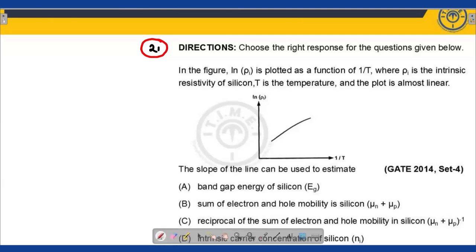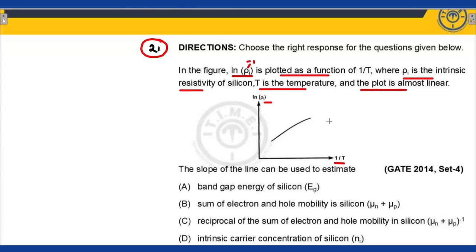Rho i is plotted as a function of 1 by T, where rho i is the intrinsic resistivity and T is the temperature. And the plot is almost linear, not completely linear. The slope of this line can be used to estimate. For what purpose is this line going to be used for estimating, my dear students? That is very important.